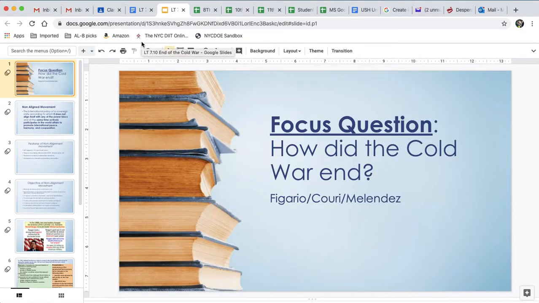So our focus question for today is, how did the Cold War end? We're going to give you a very narrow lens and concentrate on how the Cold War starts after World War II. The Cold War is not a traditional war, not like World War II or the Korean War or Vietnam War, where you have armies on both sides and soldiers shooting and killing each other. The Cold War is not like that.